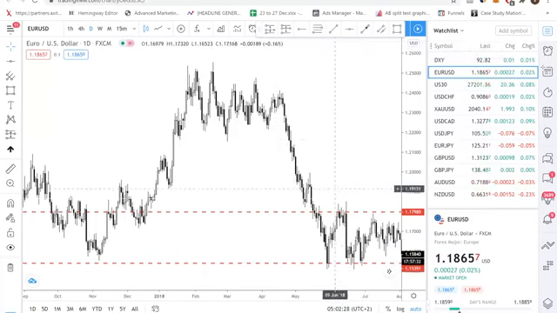So step number one is done, right? We are in a consolidation. Step number two is get your price levels. I've done that as well. Now, step number three, we need a trigger. So let's see if we get a trigger.